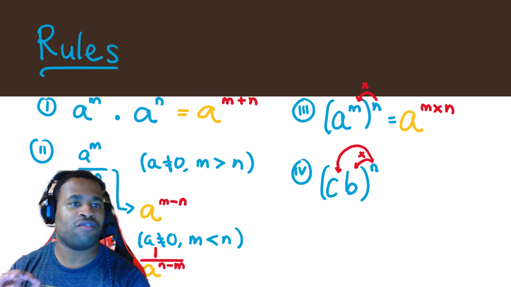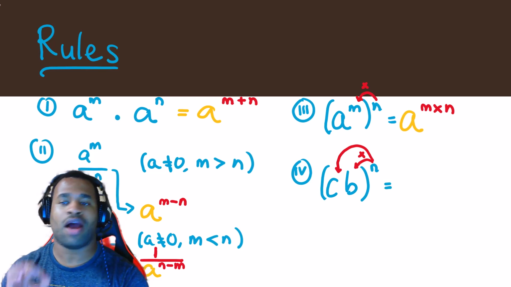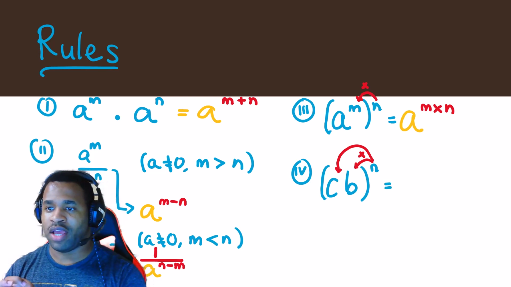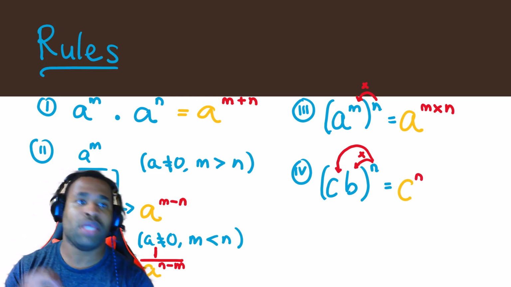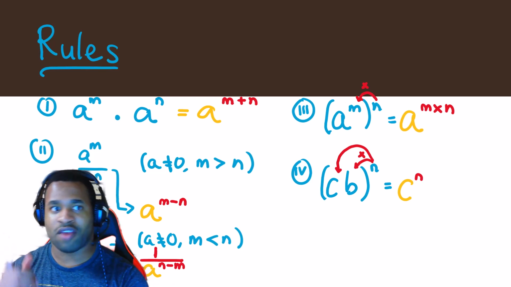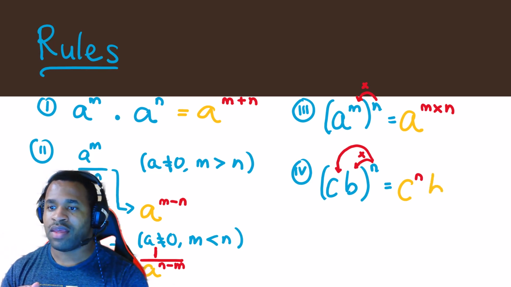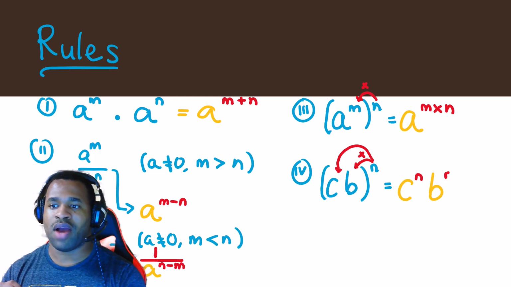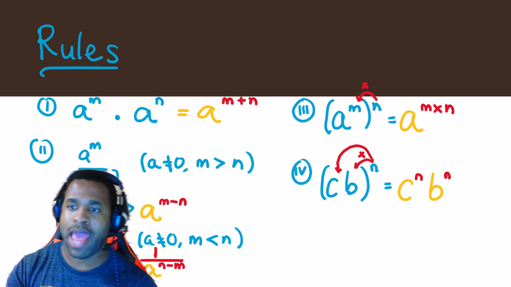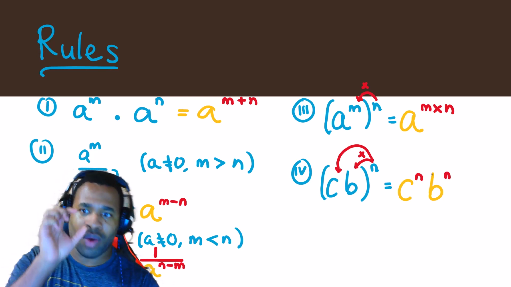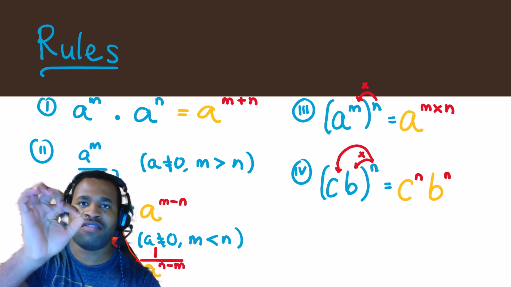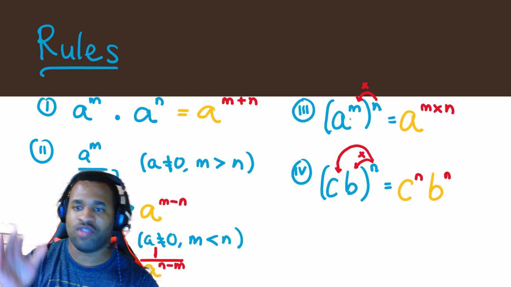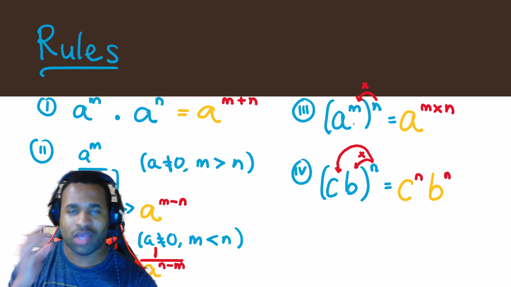And so what does this result in? This results in C to the exponent of n, and B to the exponent of n as well. Take note that if B, for example, has an exponent which is m, we can multiply our n, the exponent on the outside bracket, by the m on the inside. So that still goes back to the third rule. So keep that in mind.